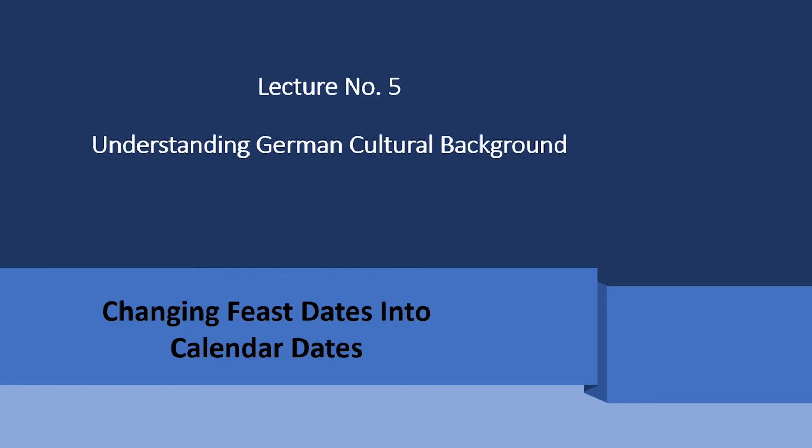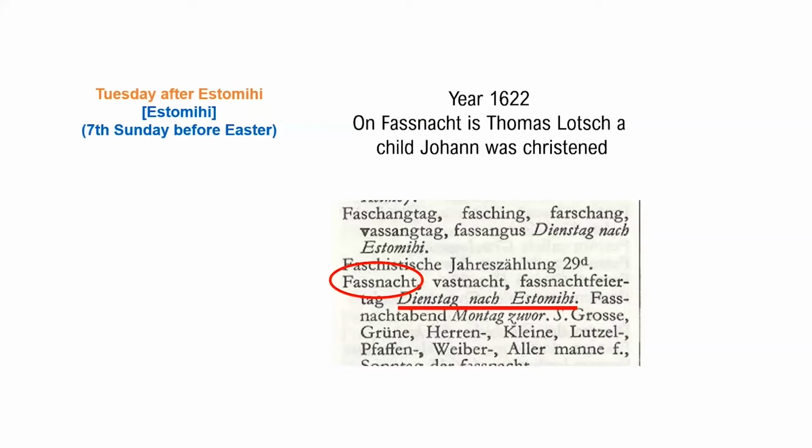In lecture number 5, I will talk about various aspects of understanding German cultural background. I will explain how to use this chart to change a feast date to the actual calendar date. If your ancestor was Protestant, you will learn how to use the Julian calendar in this chart. The Protestants continued to use the Julian calendar up until 1700. At that time, they changed to the Gregorian calendar.